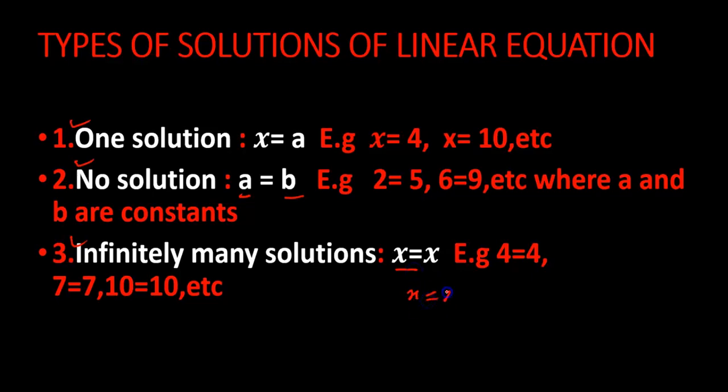S equals x there means that whatever value of x you can think of, the value of x on the left is the same value of x on the right. That means if x is 4 on the left, x will also be 4 on the right. If s is 5 on the left, s will also be 5 on the right. If s is 10 on the left, s will also be 10 on the right.